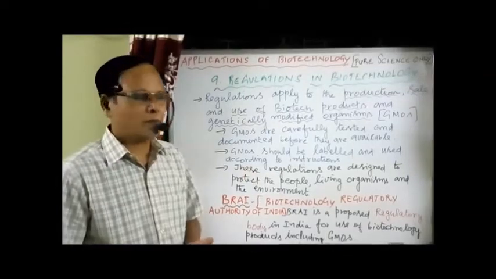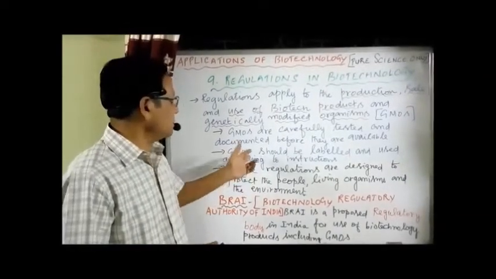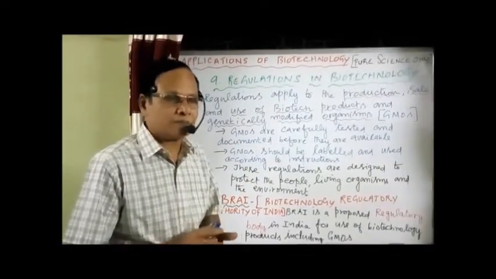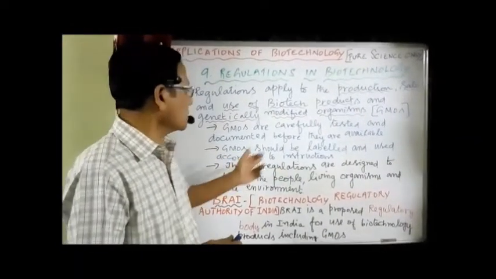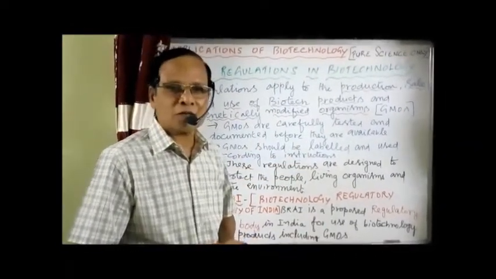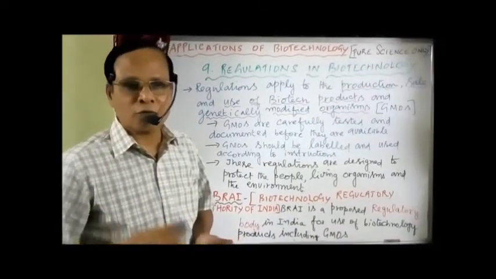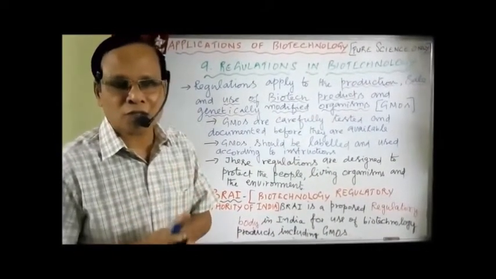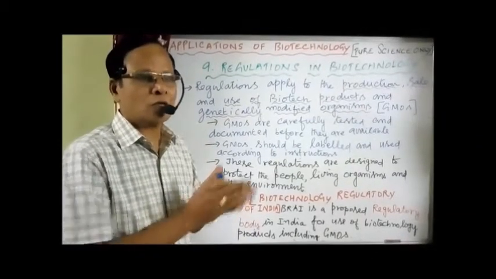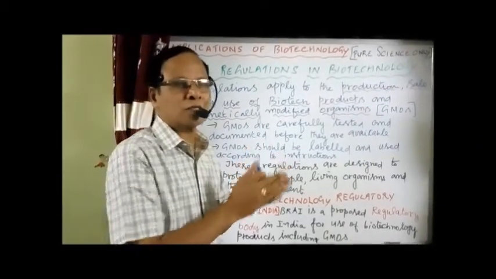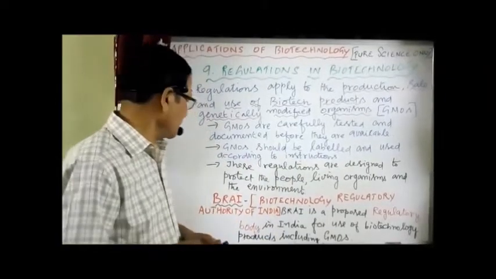This is number one. Again, GMOs should be labeled and used according to the instructions. We cannot use any GMOs at our own will. We have to follow the instructions given by the authority, the committee. Accordingly, only then can you use the genetically modified organisms.